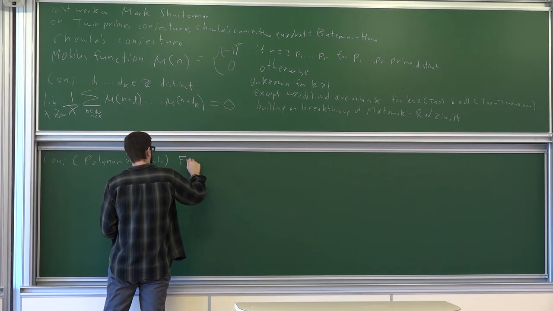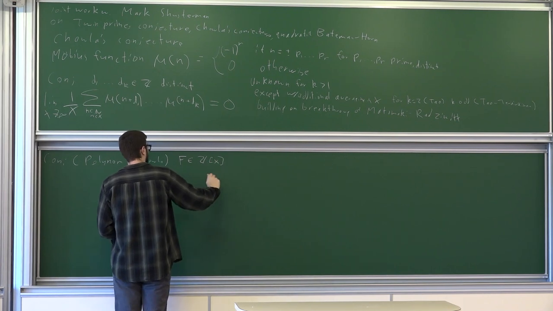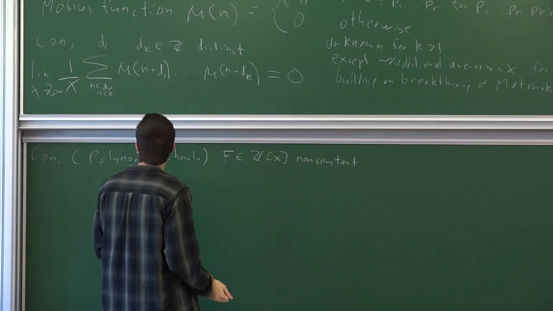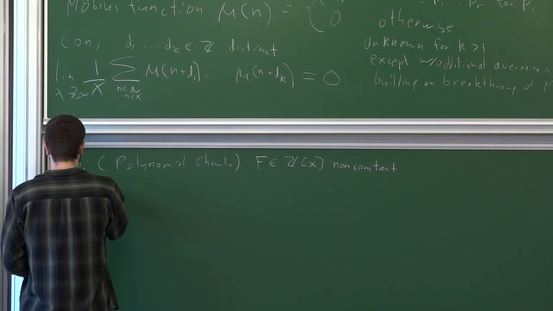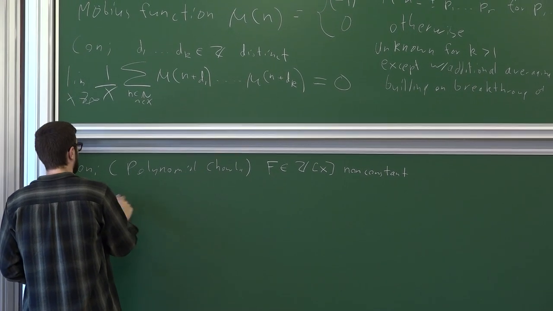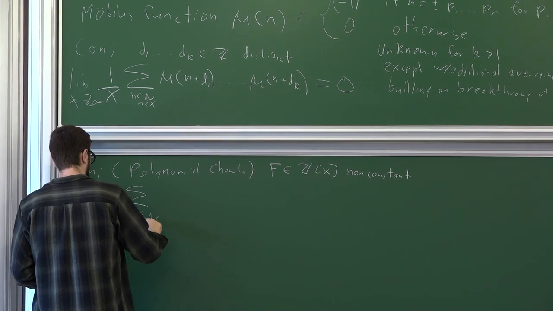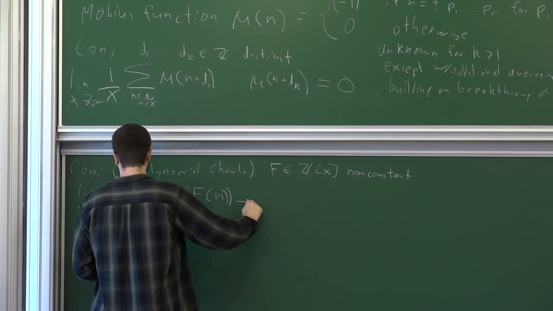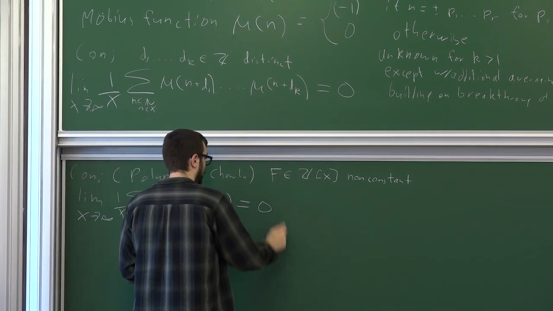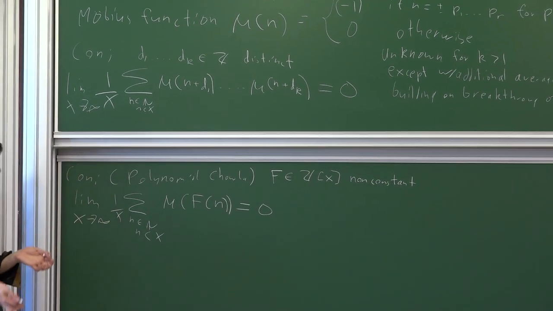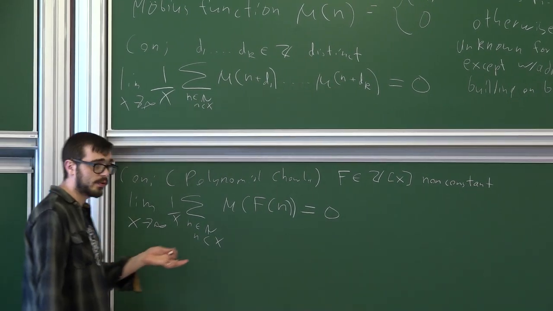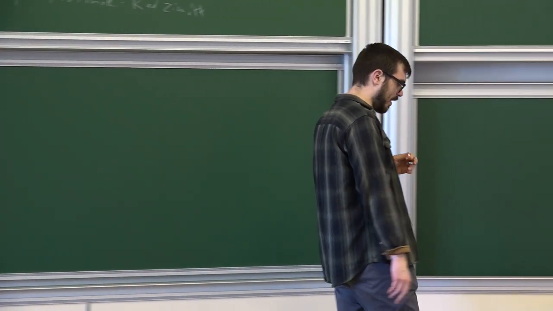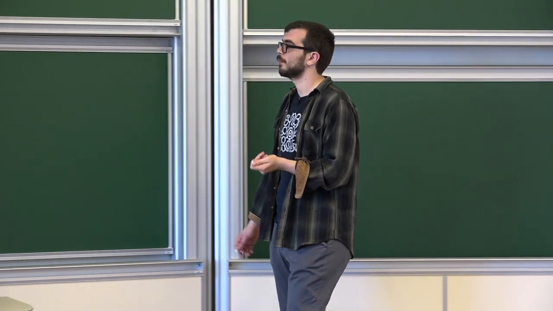Would be that f is an integer polynomial that is non-constant. Then the limit as x goes to infinity of the sum over natural numbers n less than x of Mobius of f of n, times 1 over x, should be 0. So again, if Mobius were random, then this sum would certainly cancel by the law of large numbers. So the conjecture is that Mobius is behaving sufficiently like a random function.